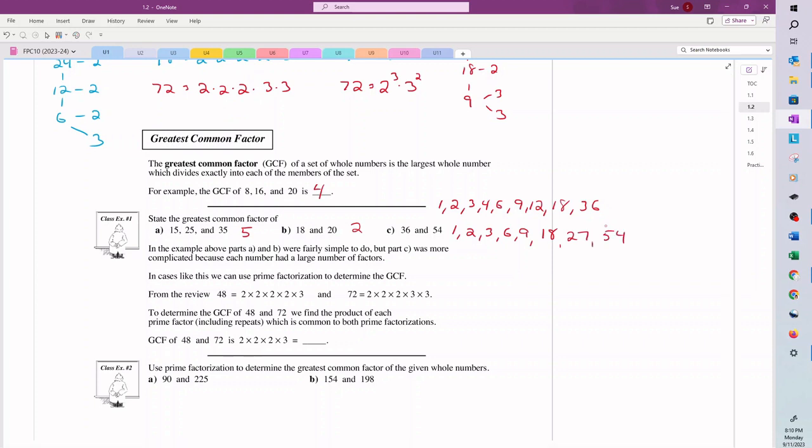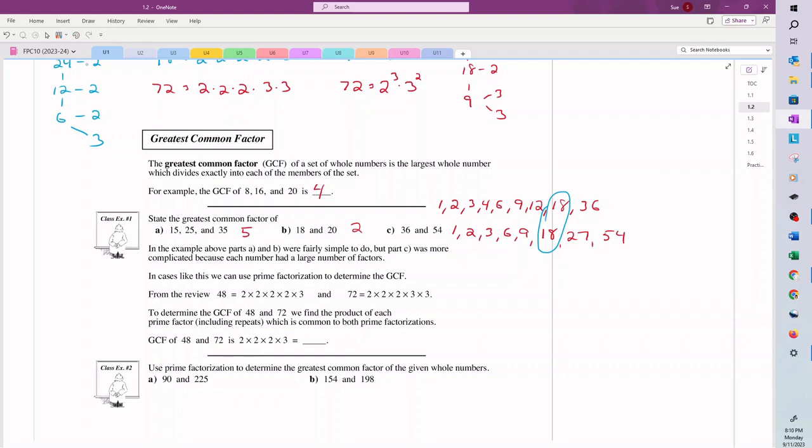So to find the greatest common factor of those two, I go through the list and the biggest number that I see in both lists is going to be 18. So that's the greatest common factor of those two numbers. And 18 times 2 is 36, and 18 times 3 is 54, so that does work.